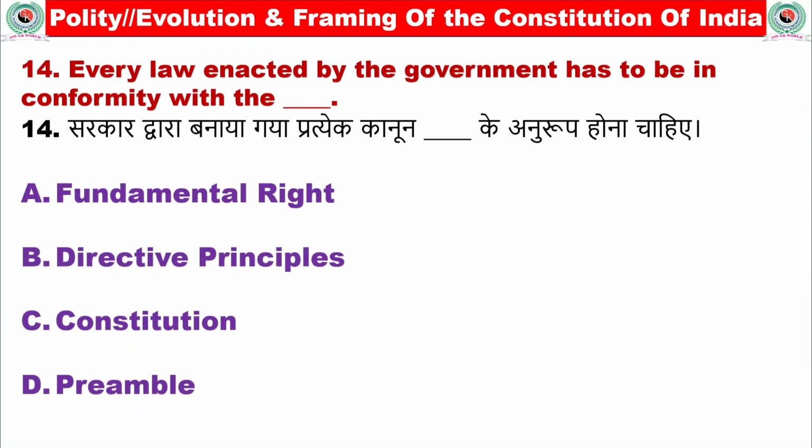Next, every law enacted by the government has to be in conformity with the dash. The correct answer is option C. Constitution.